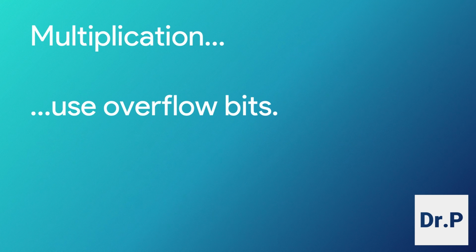Lastly, we have multiplication. Multiplication is weird because it's really hard to do in hardware. Whenever we multiply, we have to double the number of bits we use, at least temporarily. These extra bits are called overflow bits. After we do the multiplication, we use our overflow bits to check for the overflow, hence the name.